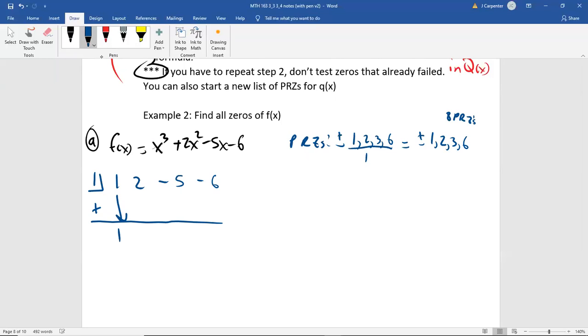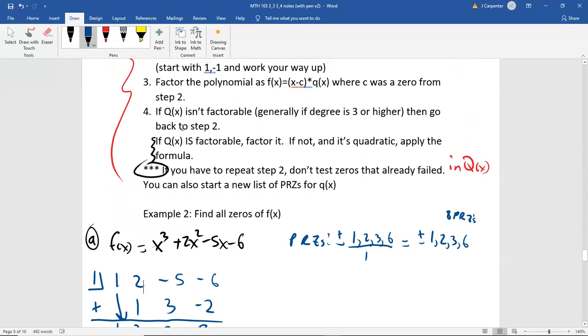Bring down the first one. That's a 1. Then it goes multiply. We multiply these two things, and then that answer will go here, which is not 0. I'm just saying it goes here. 1 times the 1 is 1. And then you add these, and the answer goes here. 2 plus 1 is 3. And then you just keep doing that. 3 times 1 is 3. Negative 5 plus 3 is negative 2. Negative 2 times 1 is negative 2. And negative 6 plus negative 2 is negative 8.